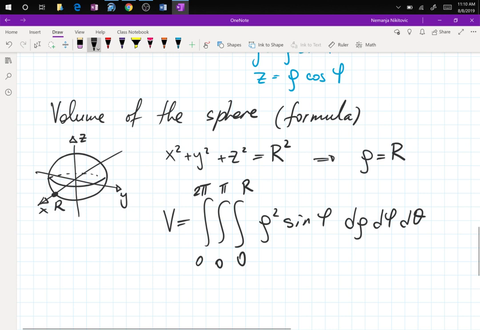And now all we need to do is to integrate. You have your first integral in terms of rho. Well, that's just going to be rho cubed over 3. Sine phi is just a constant, right? Because we are integrating in terms of rho. So now you just integrate all of these, and you will have it.